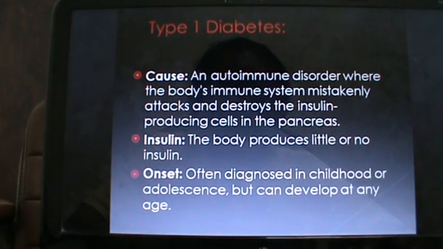The cause of type 1 diabetes is an autoimmune disorder where the body's immune system mistakenly attacks and destroys the insulin-producing cells in the pancreas. So there is a defect in the pancreas. The body produces little or no insulin, so there is a requirement of constant insulin intake in type 1 diabetes. Onset is often diagnosed in childhood or adolescence but can develop at any age.